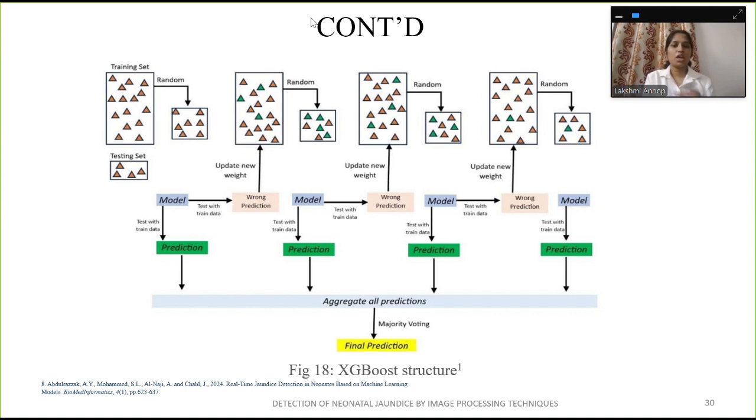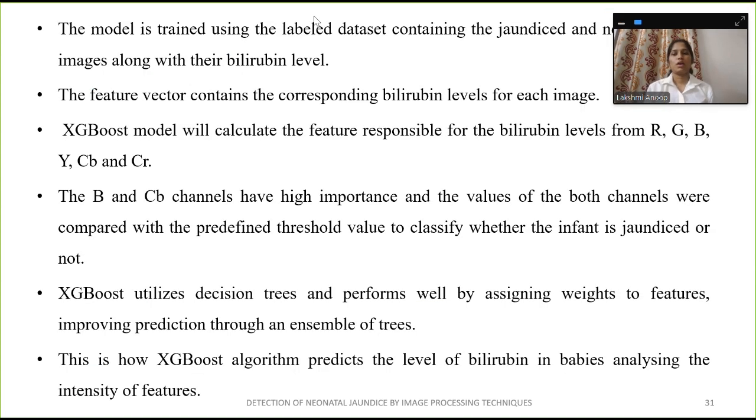As I already mentioned, each tree will learn from the previous tree by correcting the errors that are found in the previous tree, and on updating the new weights, they will predict the new values, and by taking the aggregate of all the predictions, the final prediction will be done. The XGBoost model is mainly trained using the labeled dataset containing the jaundiced and non-jaundiced images along with the bilirubin level. The feature vector contains the corresponding bilirubin levels for each image.